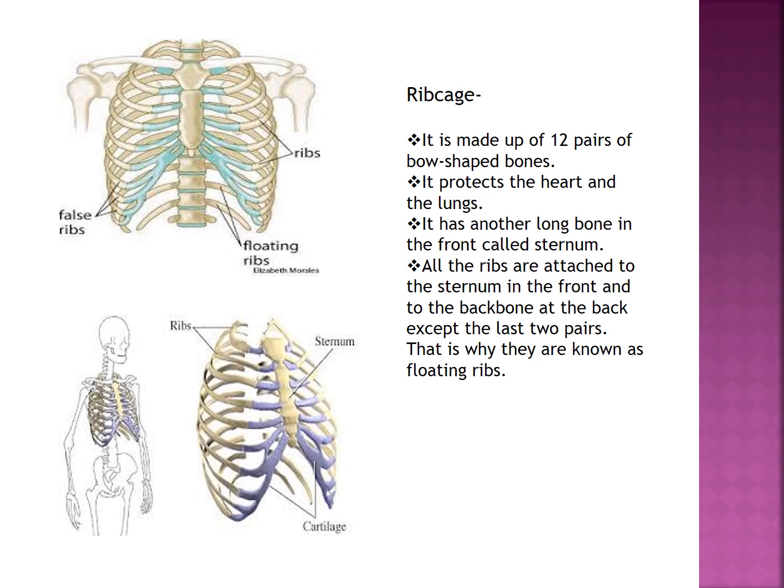It has another long bone in the front which is known as sternum. Sternum is also called breastbone. As you can see in the picture, all the ribs are attached to the sternum in the front and backbone at the back, except the last two ribs. The last two ribs are not attached to the sternum. That is why they are known as floating ribs.